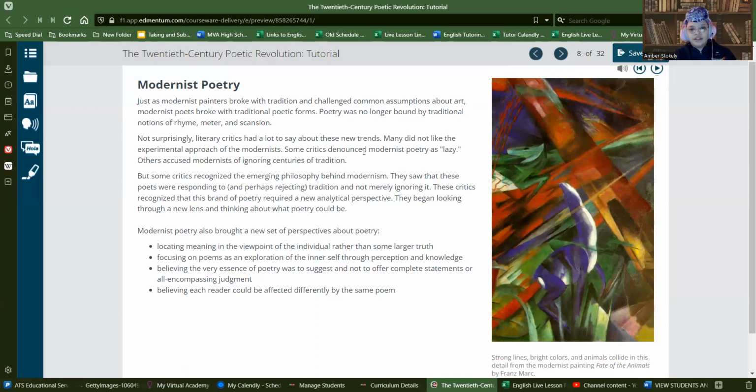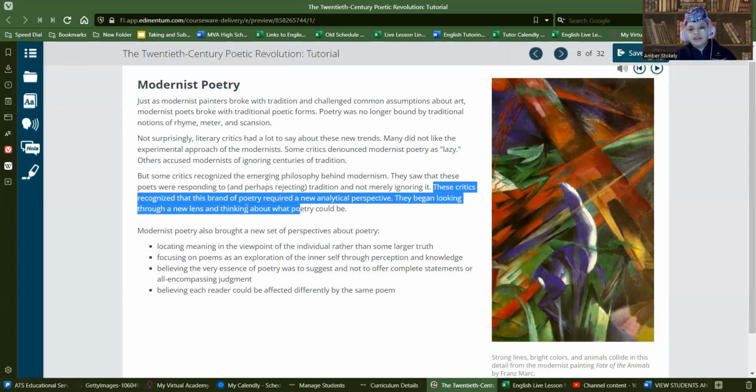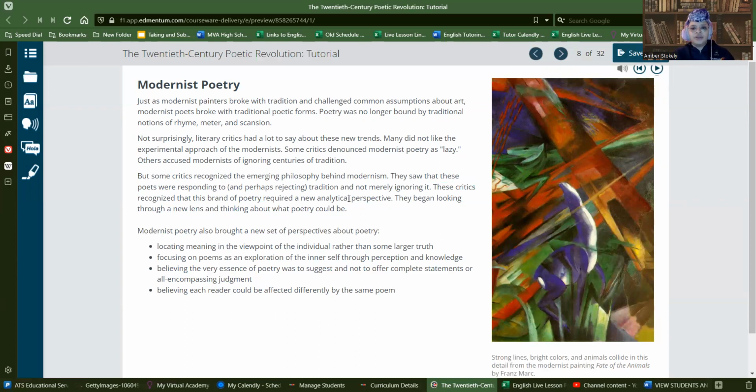So it says here, these critics recognized that this brand of poetry required a new analytical perspective, and they began looking through a new lens and thinking about what poetry could be. And that was kind of one of the points of modernism, just pointing out, obviously things have not turned out the way that they should for us as humans. So why don't we take a look at what poetry can be instead of what it used to be? Things turn out differently sometimes, and it's important for our art to reflect those experiences.